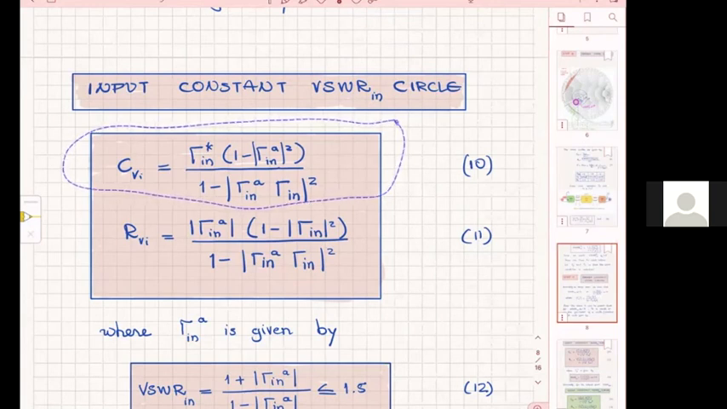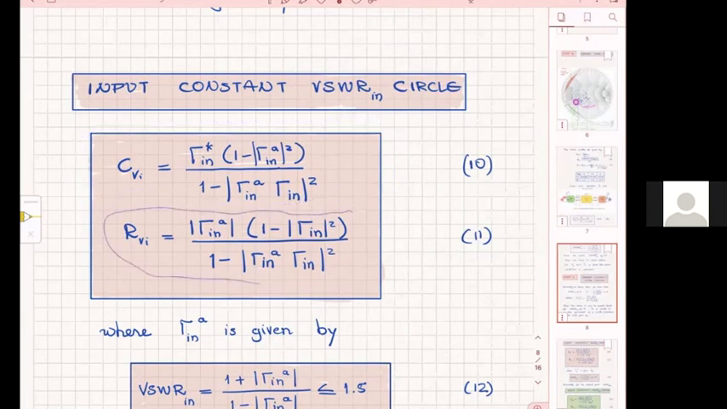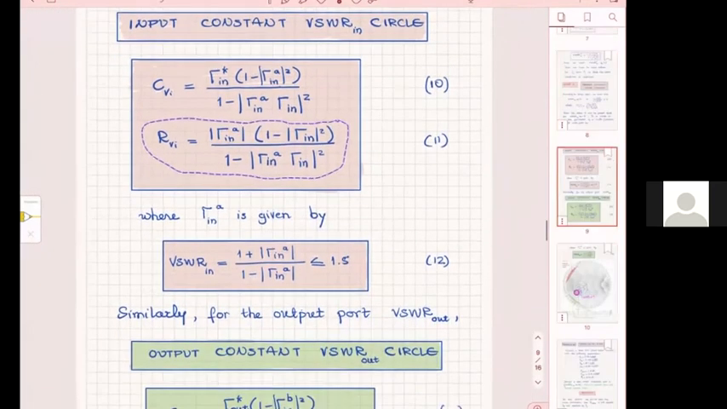And what do you see? That these centers have the phase of the complex conjugate of gamma in. Gamma in, not gamma in alpha, but gamma in. And then you also have the radius of each one of these circles, given by expression 11. Gamma in alpha is determined by the VSWR.